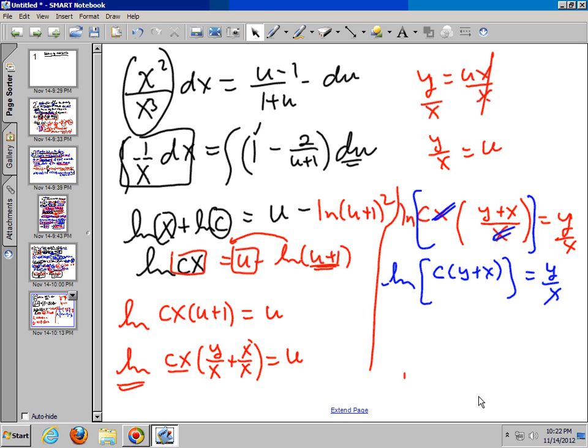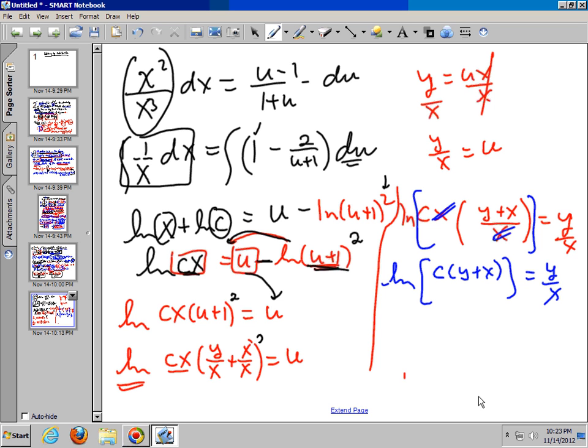Okay, I hate to do this, but another silly typo. Lots of room for error in these problems. That square belongs there, but somehow it didn't come down here. And when I bring this negative ln to the other side, it's going to become plus. So it's going to be ln of cx times u plus 1 squared. And it's still going to equal the lone u.